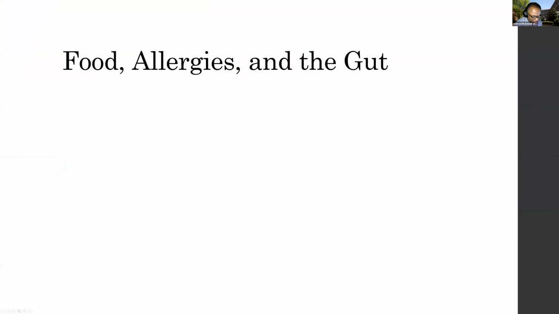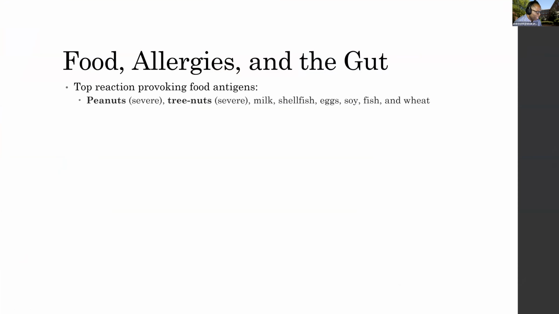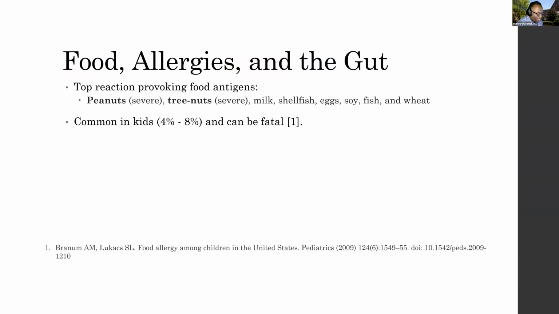Just to give you a good feel for what we're going to be talking about, I want to talk a little bit about food allergies. Interestingly, the top food allergens are peanuts, tree nuts, milk, shellfish, eggs, soy, fish, and wheat. These are notorious for causing severe reactions, and about 90% of all food allergies are related to these allergens. Interestingly, these are common in kids. Four to 8% have been estimated to be affected by this.